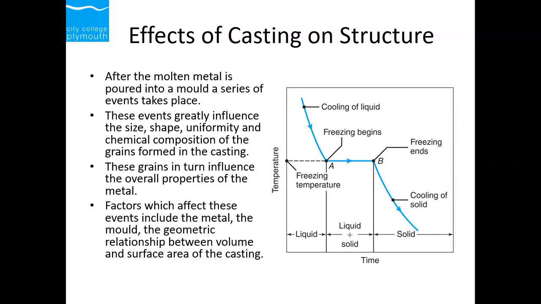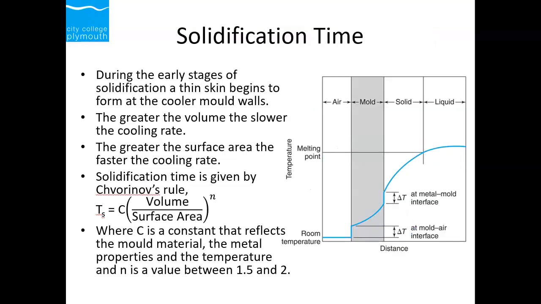Okay, now let's go to the next one. Now the solidification time. When you pour the metal into a mold, during the early stage of solidification, a thin layer is going to form at the cooler mold, at the outer surface. And then the inner will start to solidify as well, which means the rate of cooling at the skin, the outer layer, is a lot faster than the rate of cooling in the middle.